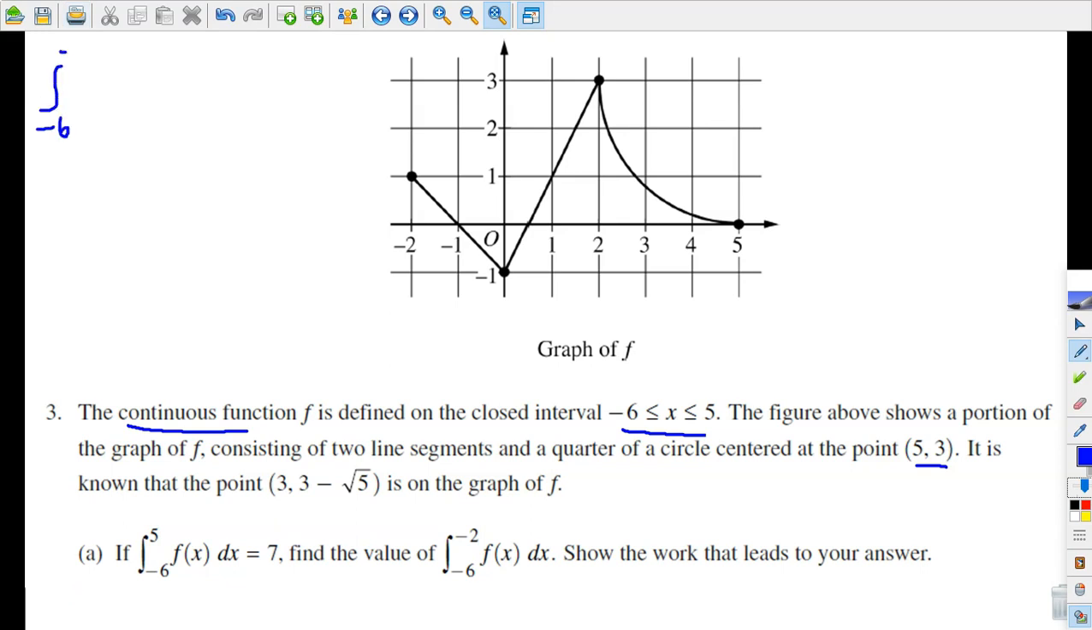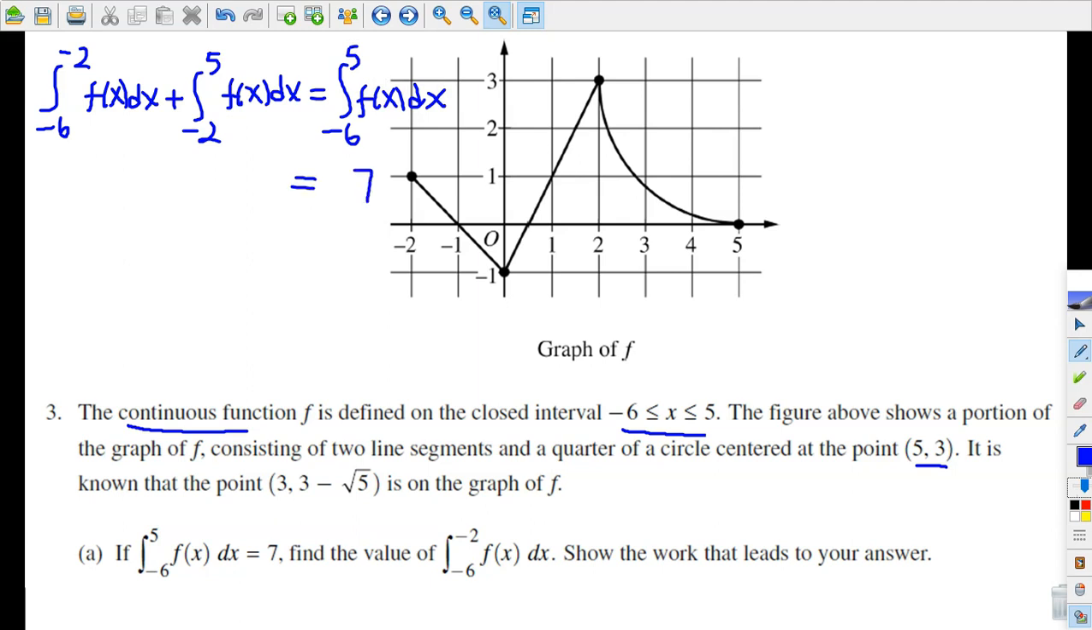From -6 to -2 of f of x dx plus from -2 to 5 of f of x dx is going to be equal to the integral from -6 to 5 of f of x dx. Alright? So we know that this integral is equal to 7. And this is the integral that we're looking for, from -6 to -2 of f of x dx, plus this integral from -2 until 5 of f of x dx.